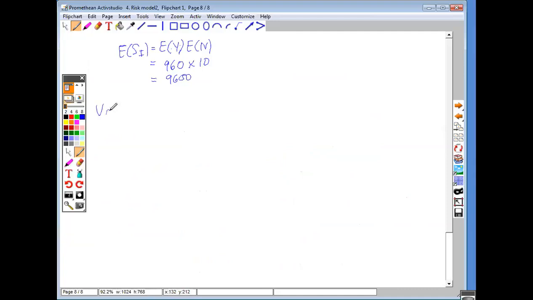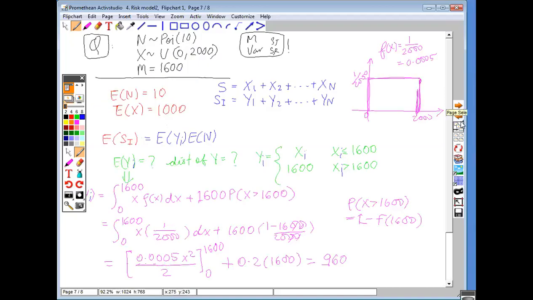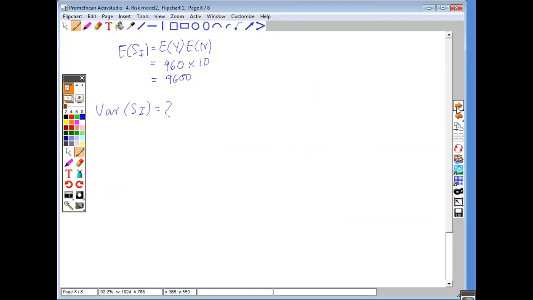And again, to figure out the variance of S_i, what else do you need? You need the expectation of y square as well. What you can do is put a square here and a square here and then calculate the expectation of y_i square. And that you will get as 1194666.7. Okay, and then if you try to figure out the variance of S_i, what will it be? What will be my formula for the variance of S_i? Anyone?